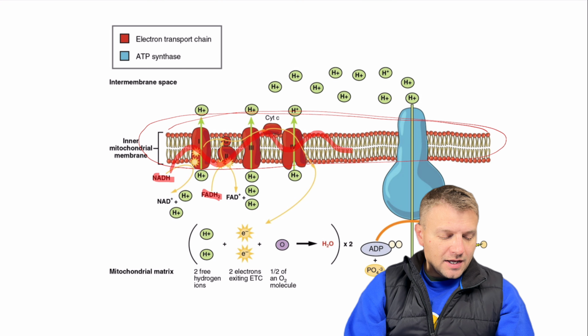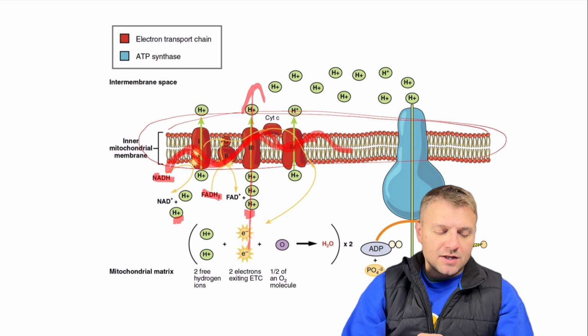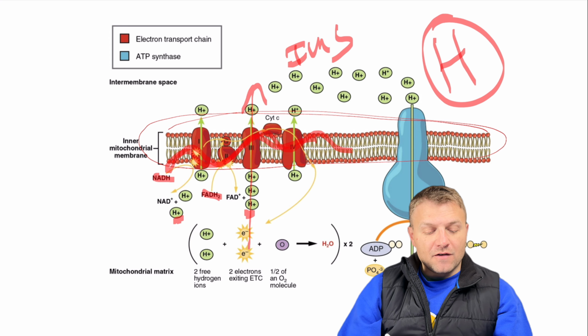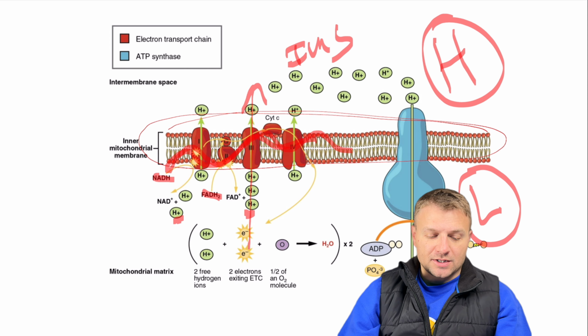They're going to break down and drop off their protons as well. The electrons will be used to force the hydrogen ions into the intermembrane space. And what's going to happen is there's going to be a high concentration of hydrogen ions in this location and a low concentration in the matrix.